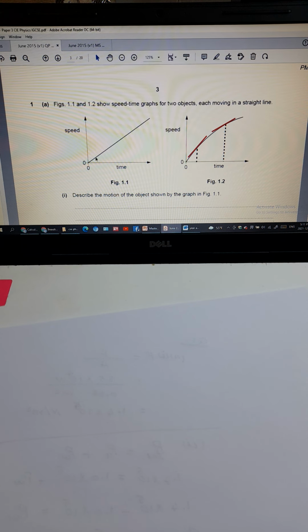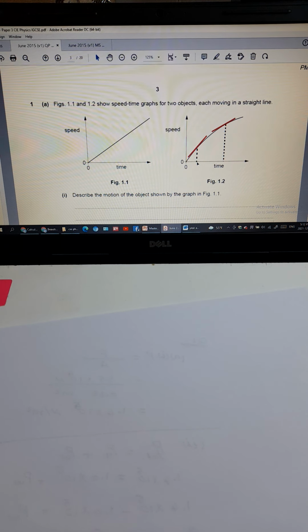This graph here is a straight line. So the gradient of the line is constant, and the gradient is the rate of change of speed with respect to time, the time rate of increasing speed, which is equal to the acceleration. So acceleration here is constant.